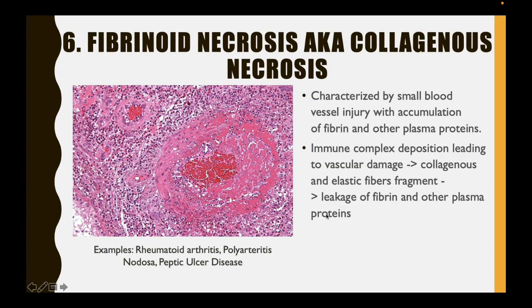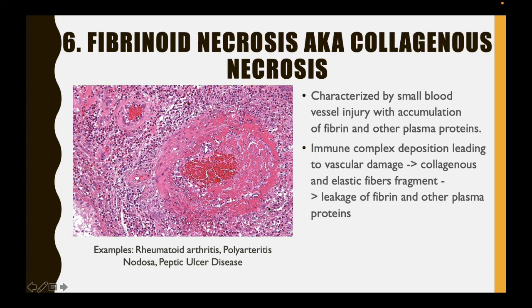And the last type of necrosis is fibrinoid necrosis, also known as collagenous necrosis. So, fibrinoid necrosis is characterized by the injury towards small blood vessels with accumulation of fibrin and other plasma proteins. So, we can see over here that we have the blood vessel, and we can see the accumulation of these fibrin strands and other plasma proteins.